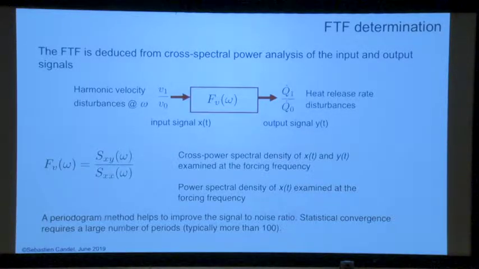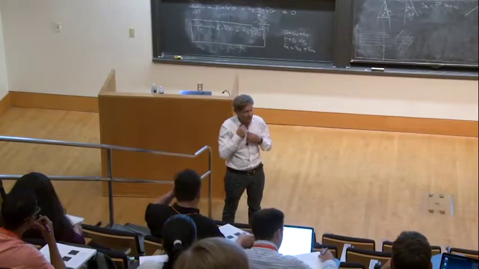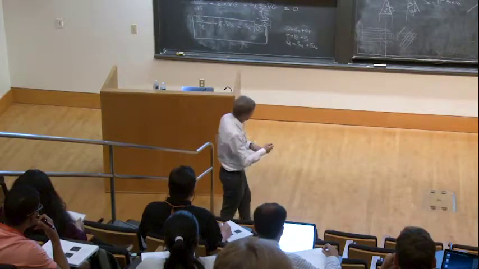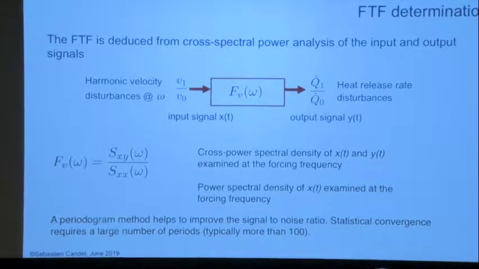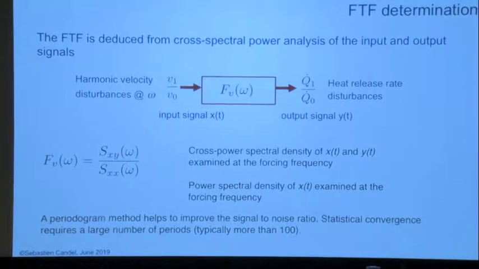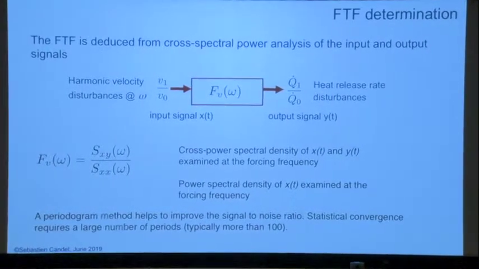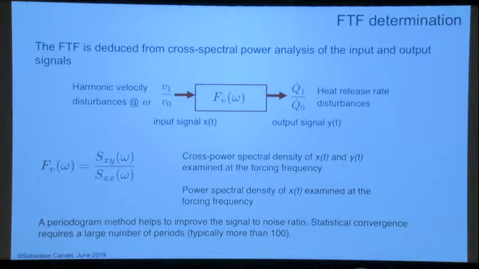So what we have is harmonic velocity fluctuations, and we get the heat release fluctuations. One very good method in signal processing, as soon as you have noise, that is, for example, if the flame is turbulent and you still want to get a transfer function, is a standard technique which consists of taking the cross power spectral density of the output, S_XY, with the input, and you divide by the power spectral density of the input. And this gives you the transfer function.